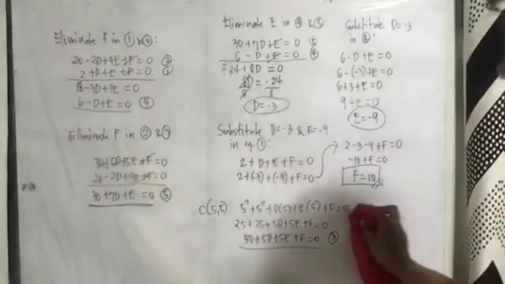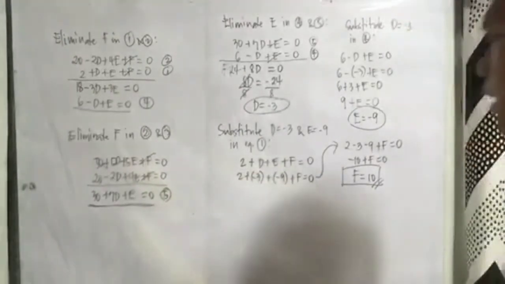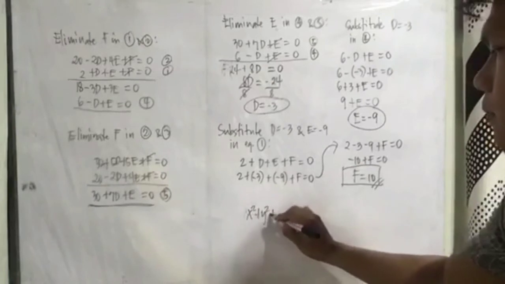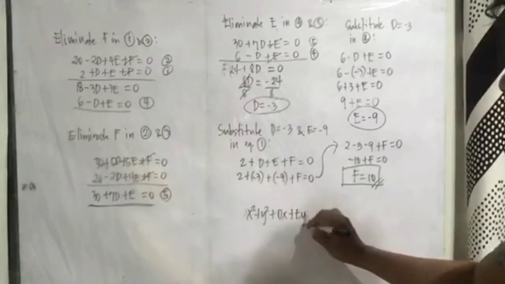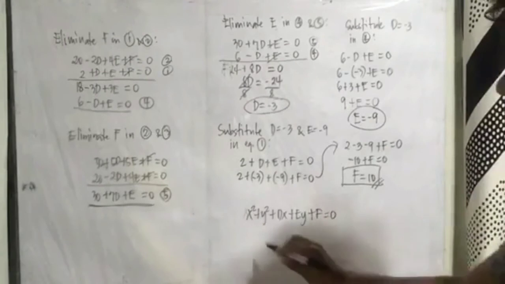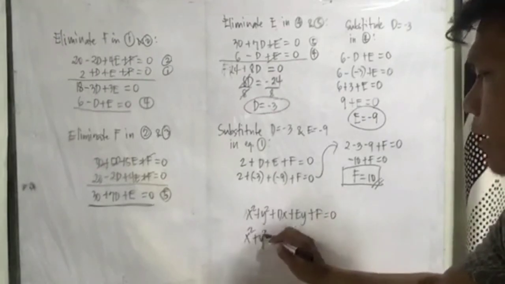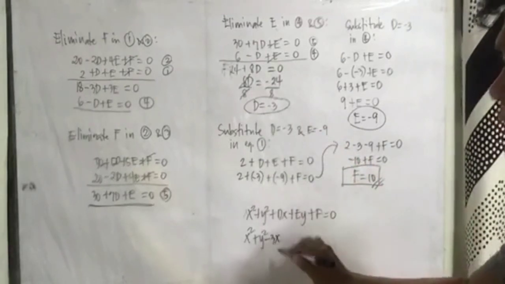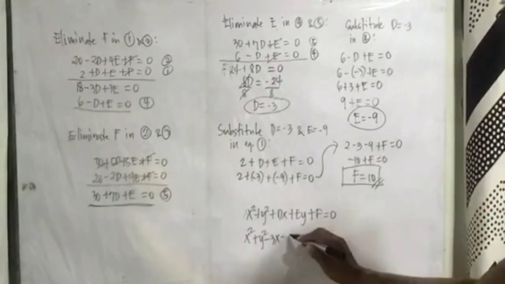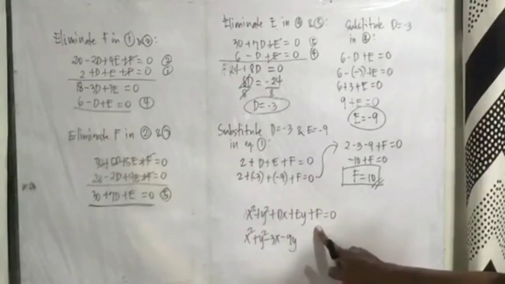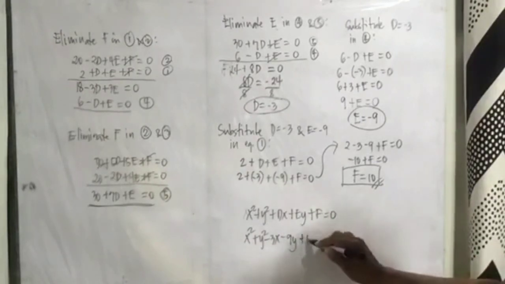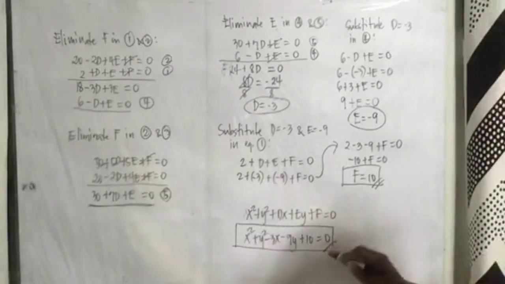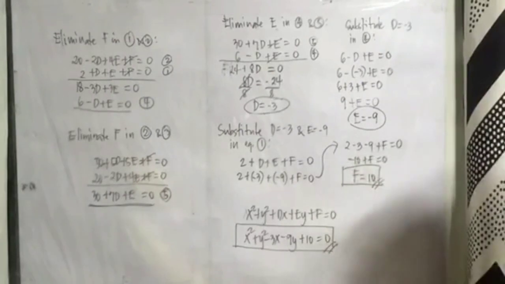So our general formula of the equation of our circle will be from x squared plus y squared plus dx plus ey plus f equals 0. That will be x squared plus y squared, our d, which is negative 3, negative 3x, our e is negative 9, negative 9y, and our f is positive 10. So plus 10 equals 0. So this is now the general equation of our circle.